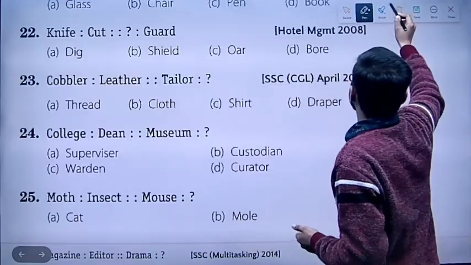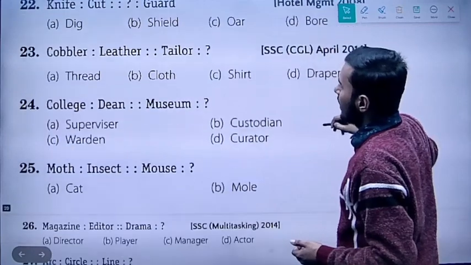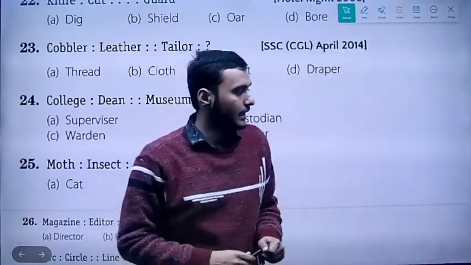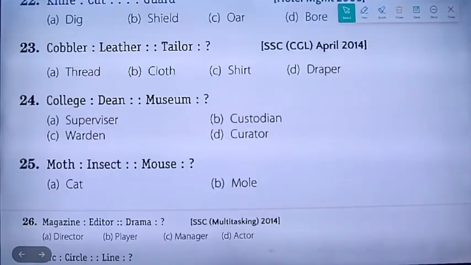Next question is question number 23. Cobbler is equal to leather, then tailor is equal to what? If we look at question number 23, the options are: option A thread, option B cloth, option C shirt, option D draper.